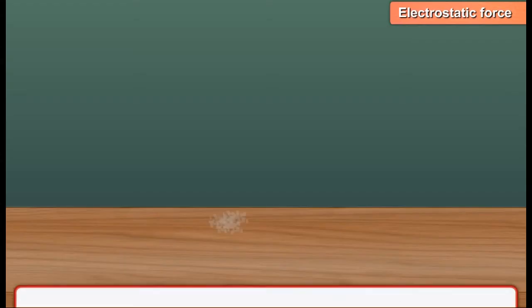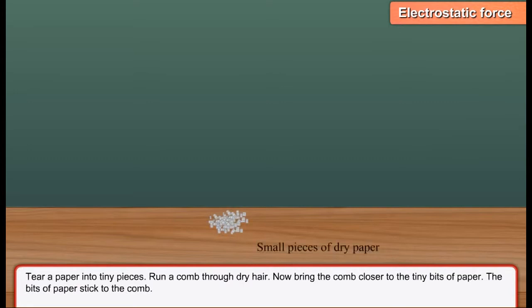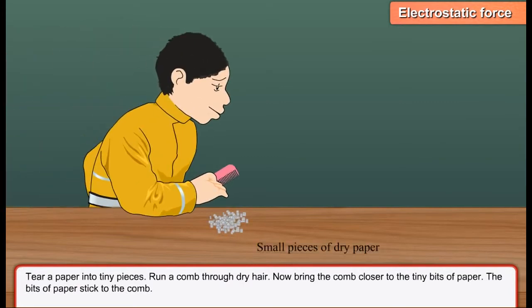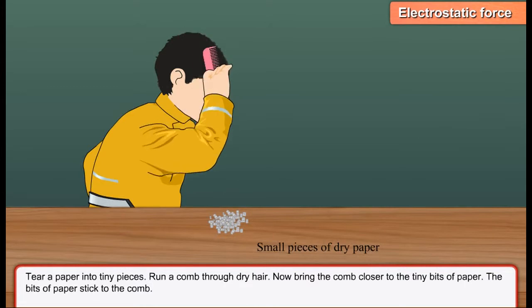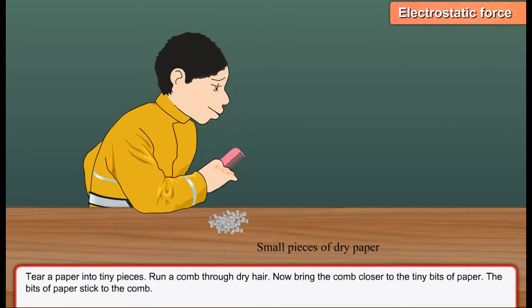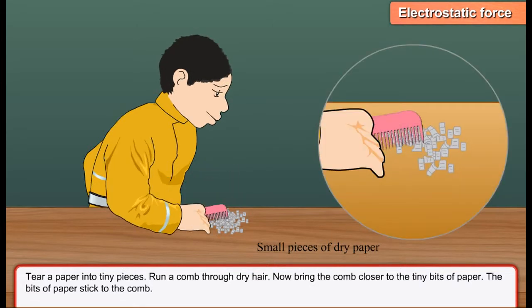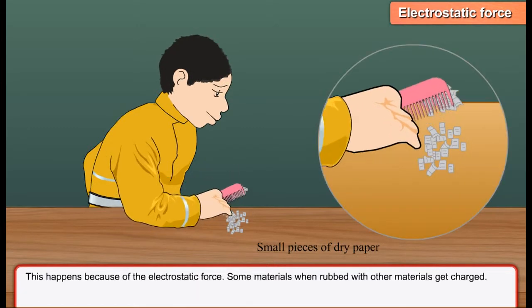Electrostatic force. Tear a paper into tiny pieces. Run a comb through hair. Now bring the comb closer to the tiny bits of paper. The bits of paper stick to the comb. This happens because of the electrostatic force.